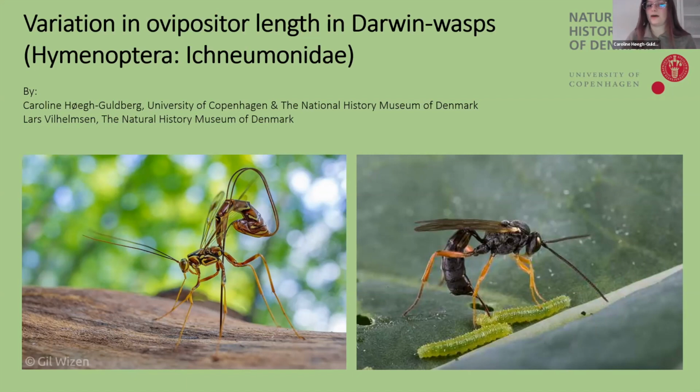Ichneumonids, also known as Darwin wasps, are the largest family of wasps in the world. There are globally an estimated 60,000 species, and they're also one of the most diverse families of wasps. They range from a few millimeters in size to more than 10 centimeters. So there's a huge variation.